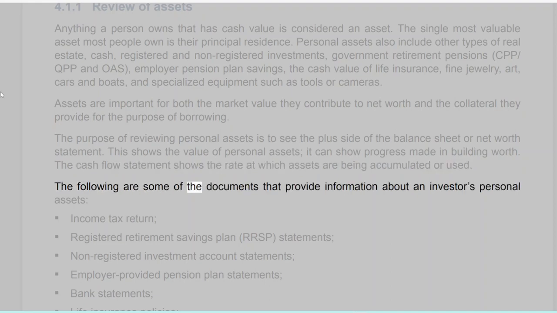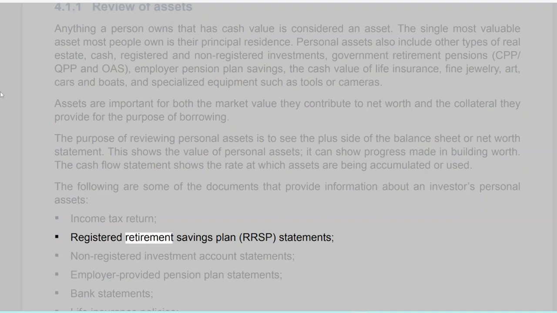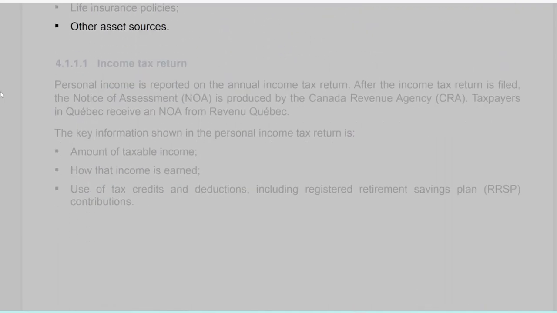The following are some of the documents that provide information about an investor's personal assets: income tax return, registered retirement savings plan (RRSP) statements, non-registered investment account statements, employer provided pension plan statements, bank statements, life insurance policies, other asset sources.